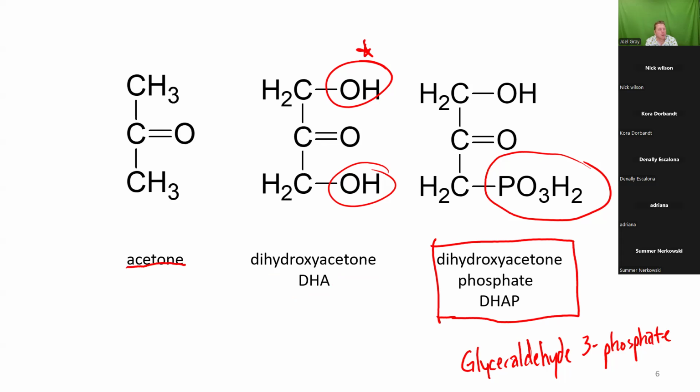It's a 3-carbon ketone. We have 2 methyl groups and then a carbonyl carbon. Dihydroxyacetone. Well, if you use acetone and you put 2 hydroxy groups on it, you have dihydroxyacetone. Then this last one, you take the structure of dihydroxyacetone and you replace one of those hydroxyl groups with a phosphate group. That's really just how we get to dihydroxyacetone phosphate nomenclature-wise.